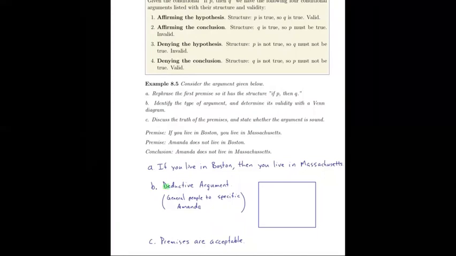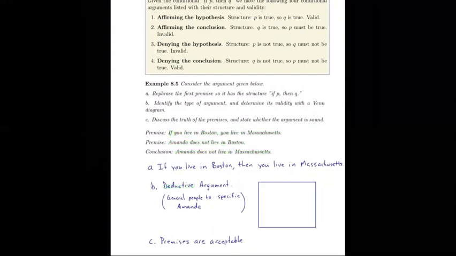So it's a deductive argument because, reading it through, for all people who live in Boston, they live in Massachusetts. Amanda does not live in Boston. Therefore, Amanda does not live in Massachusetts. We start with anybody who lives in Boston and end with this Amanda. So we're going from general to specific. So it's a deductive argument.